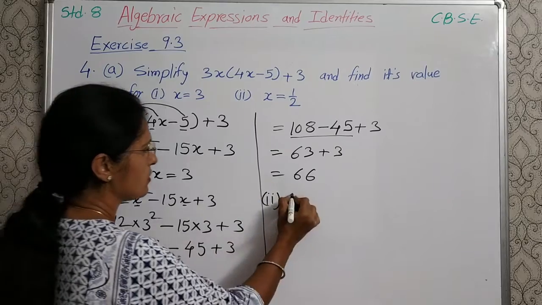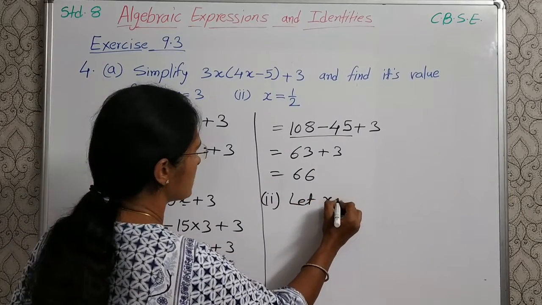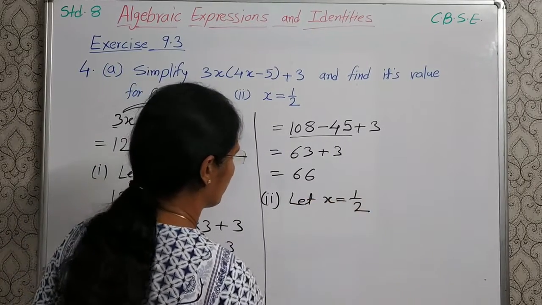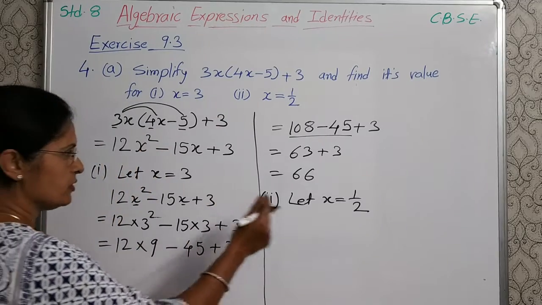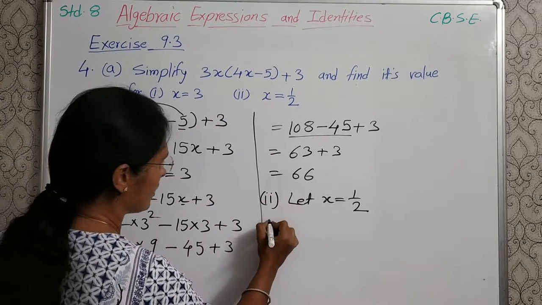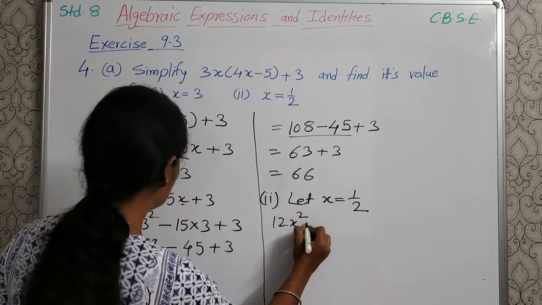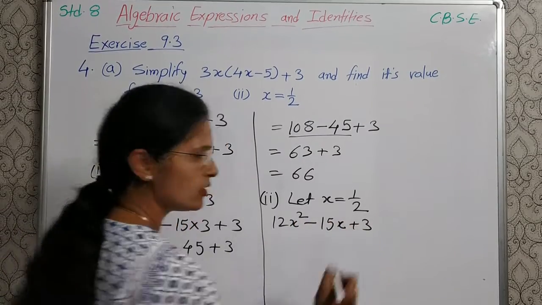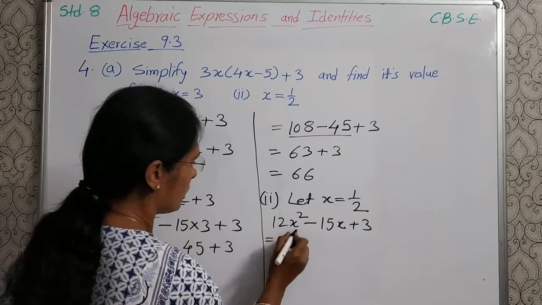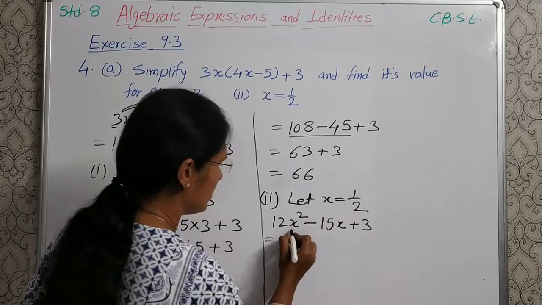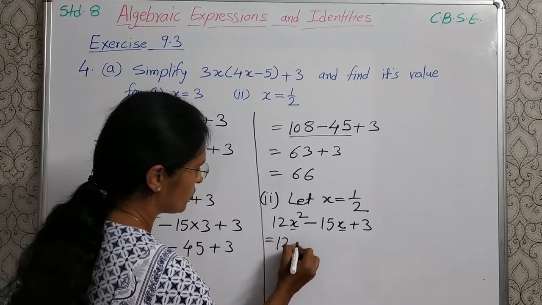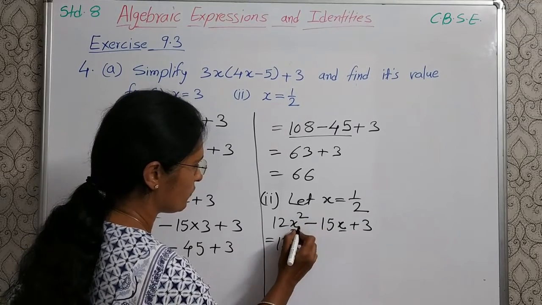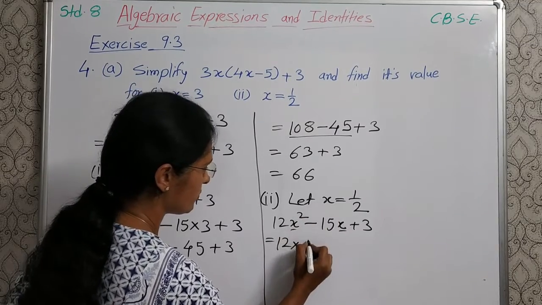So let x is equal to 1 by 2. Write this expression and substitute this value. So 12x square minus 15x plus 3. For this x we'll write 1 by 2 here as well as here. So 12 into x square. For x we'll write 1 by 2 and square of that.